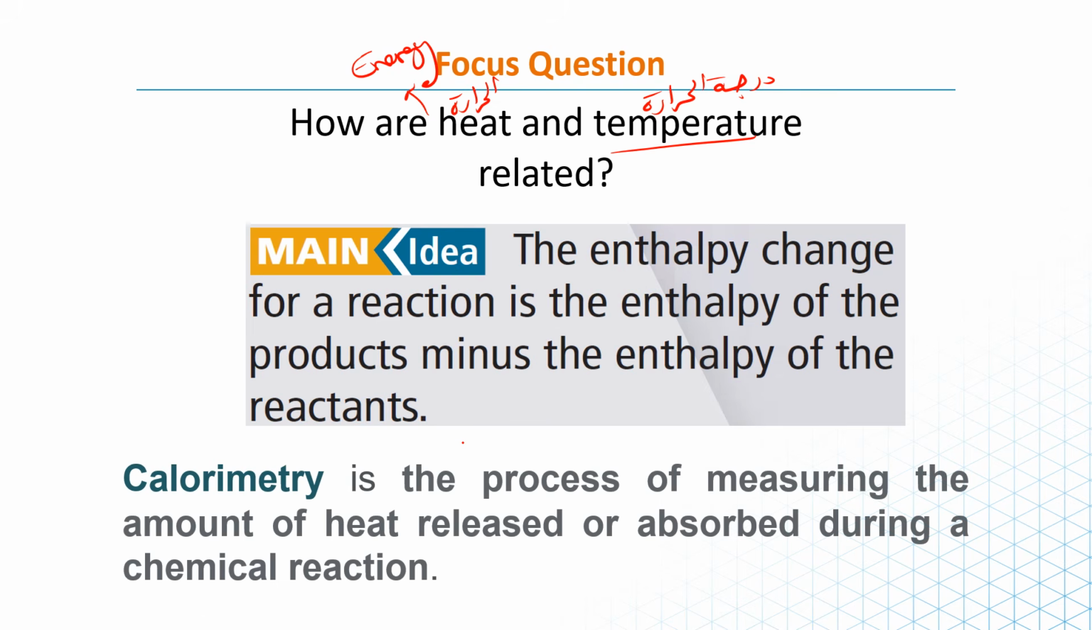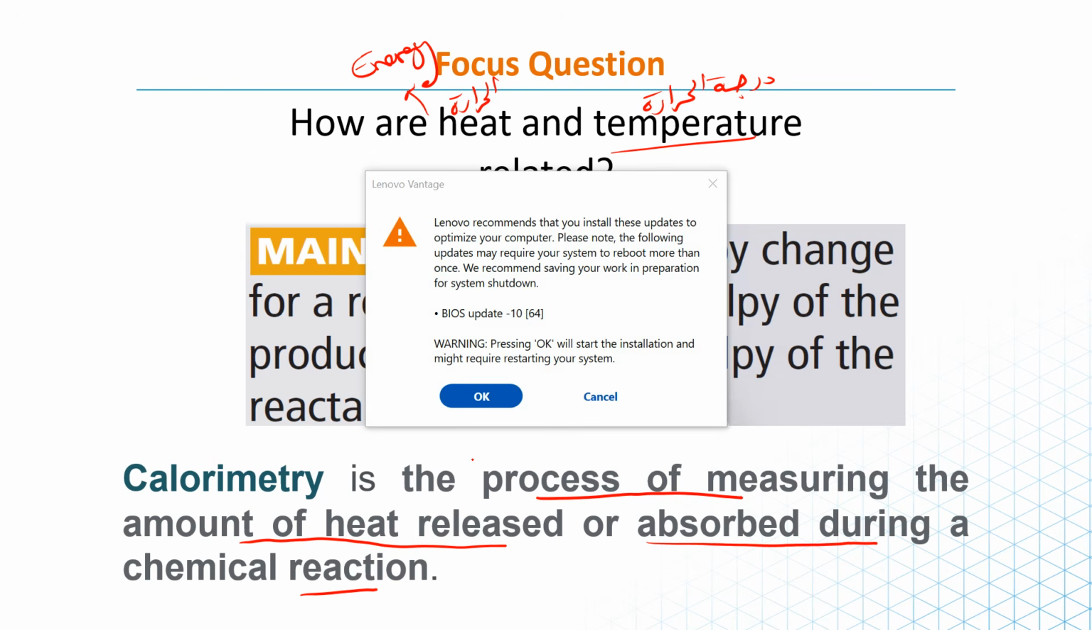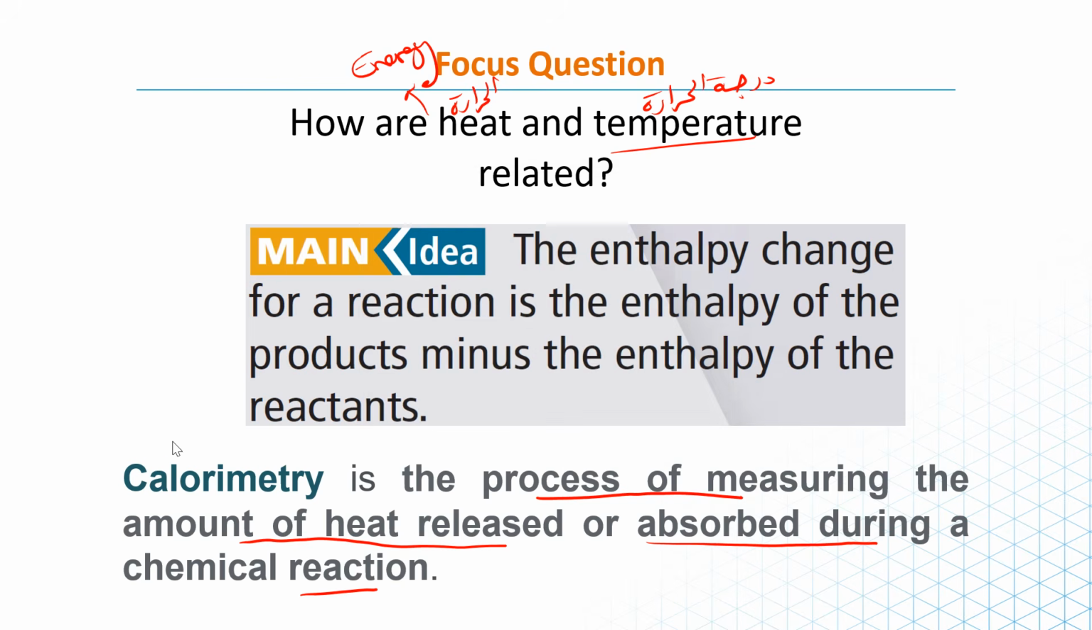And what is calorimetry? Calorimetry is the process of measuring the amount of heat released or absorbed during a chemical reaction. So if I have a chemical reaction, يعني تفاعل كيميائي, and I want to calculate the amount of heat energy that was lost or gained, we use a process called calorimetry, okay? From calories, all right? And metry is قياس, okay?